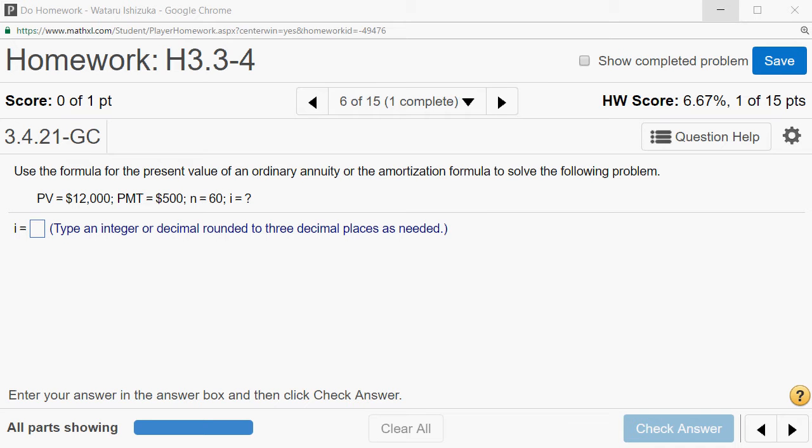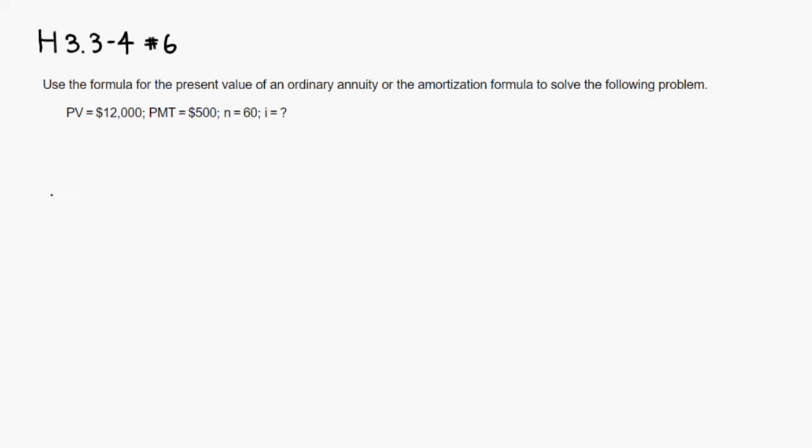Alright, let's look at the homework 3.3.3.4, problem number 6. So we want to use the present value formula to find the I value in this case. Everything else is given, so we want to find the I value. Alright, so let's do that.